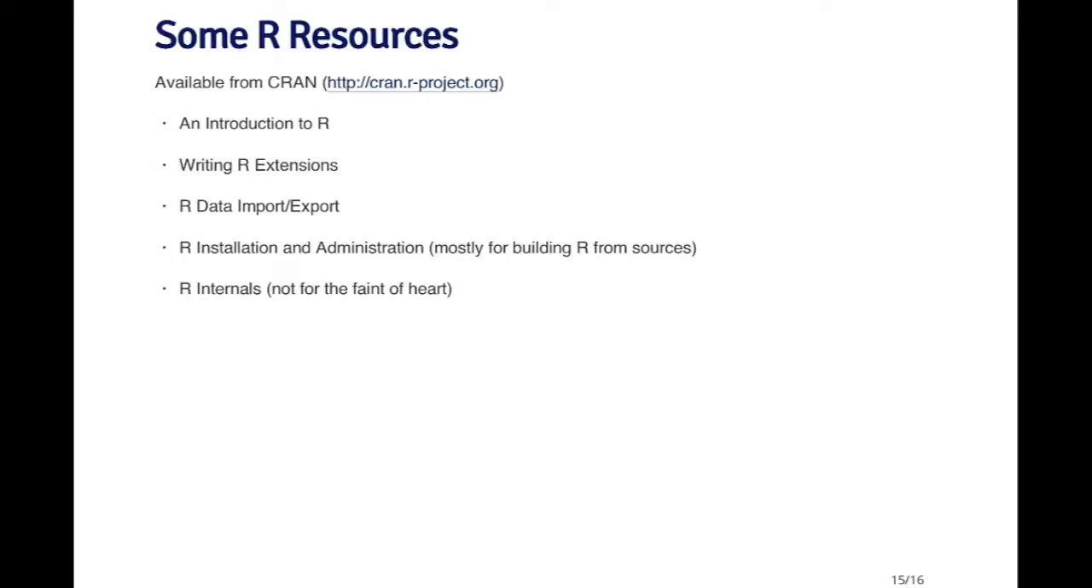The R Installation and Administration manual is mostly useful if you want to build R from the source code, and I'll talk about that in another video. And then the R Internals manual is a really technical document for how R is designed, how R is implemented at a very low level, and it's not really for the faint of heart. But if you're the kind of person who wants to know how R works at a very, very low level, this is the document for you.